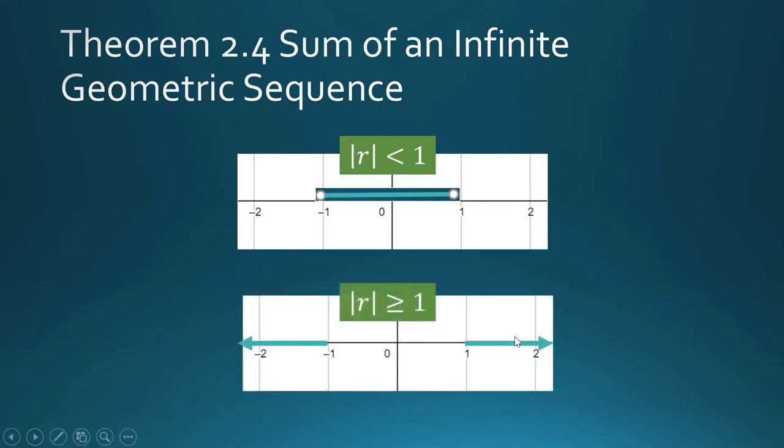On the other hand, when the absolute value of your common ratio is greater than or equal to 1, that means r takes on values that could be greater than 1 or less than negative 1. So that is what we must pay attention to when we are getting the sum of an infinite geometric sequence. What is the value of r?